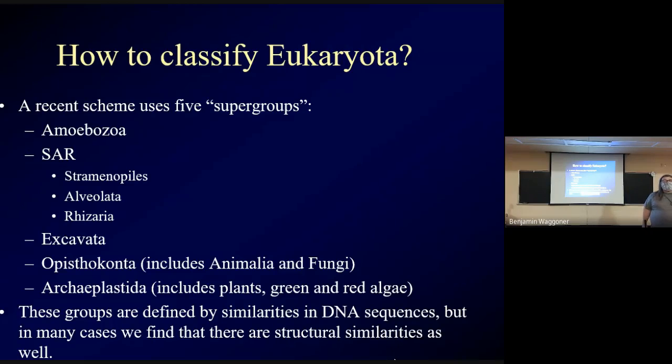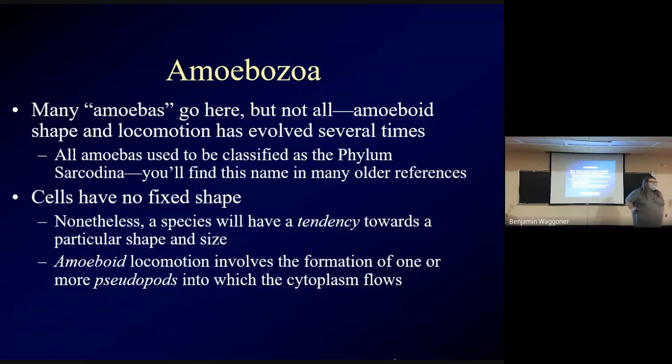And we define these groups by similarities in DNA sequences, but in many cases we can find similarities in structure as well. And we'll talk about those as we go. So we'll start marching through the parasites with the Amoebozoa. Many amoebas go here, but amoeboid shape has evolved several times. These things aren't classified together just because they are amoebas.